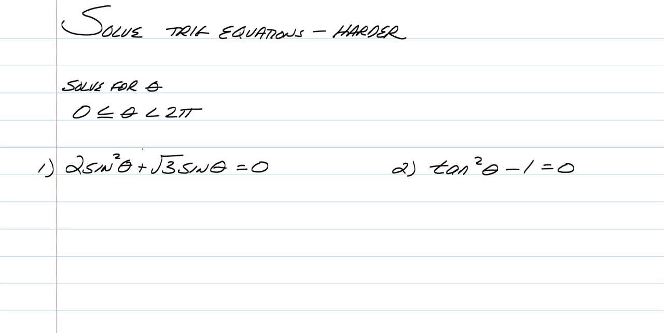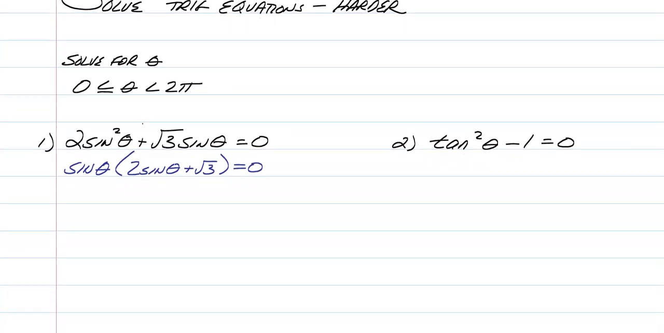So number 1, we're just going to jump right to it and say this is an example where you just have to factor out a greatest common factor. You have a 2 sine squared theta and a root 3 sine theta. So you can factor a sine out of both of these just by doing a greatest common factor. So if you factor out a sine theta, you are going to be left with 2 sine theta plus the square root of 3. And that's equal to 0.